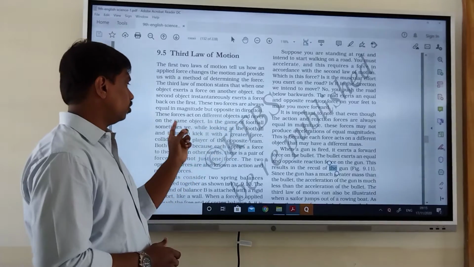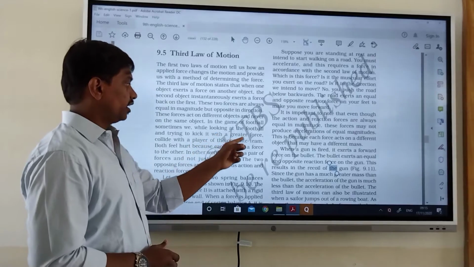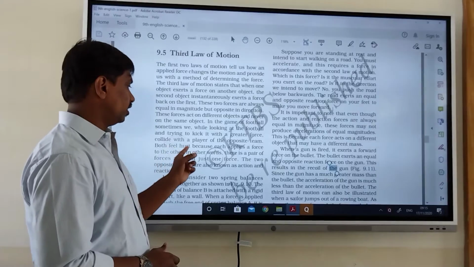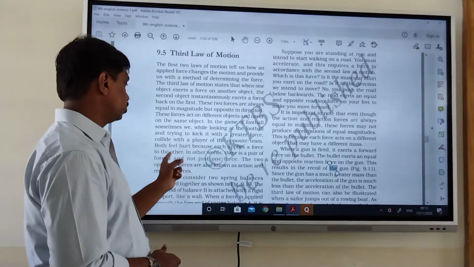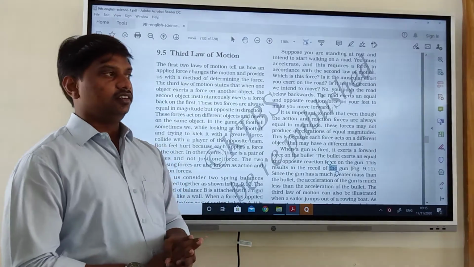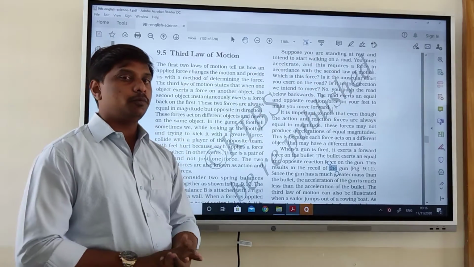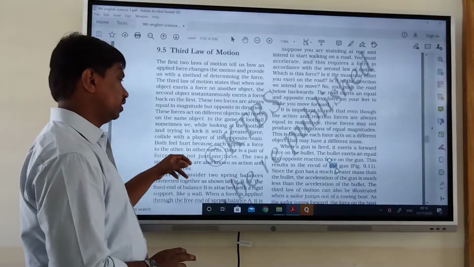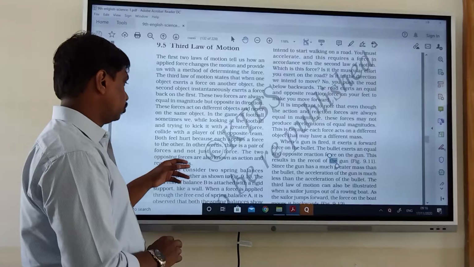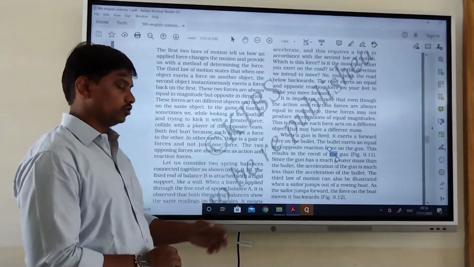In the game of football, sometimes while looking at the football and trying to kick it with a greater force, a player may collide with a player of the opposite team. Both feel hurt because each applies a force to the other. So when we kick the ball, we apply force on the ball, and the ball goes and hits the opposite player and hurts them. Each is applying force on the other. In other words, there is a pair of forces and not just one force.